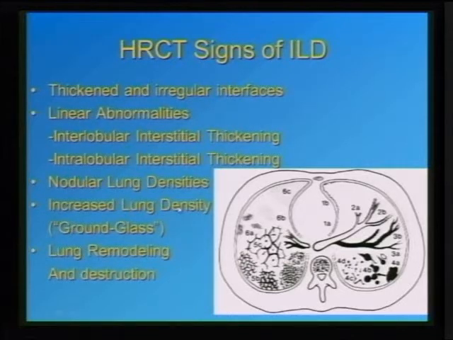Then you have the linear abnormalities, and there are different degrees of linear abnormalities. The ones that are easily recognized are the interlobular interstitial thickening. This is the one that we talked about earlier, the thickening of the interlobular septa outlining the secondary pulmonary lobule. But then you may have different degrees of intralobular septal thickening depending on the severity and the extent of the disease. So you have this framework of linear and reticular lines within the confines of the secondary pulmonary lobule.